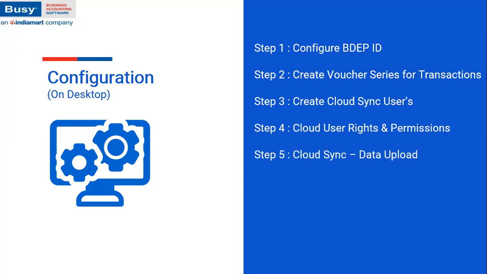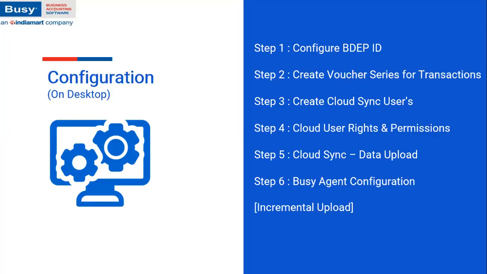And step number 5 is the cloud sync data upload. After completing all the configurations, we have to upload the desktop software data into the cloud. That is called bulk data upload. Then configure the Busy Agent and enable the incremental upload. That incremental upload provision is available in Busy Agent, and you can enable it. So this is the configuration in the desktop Busy software.